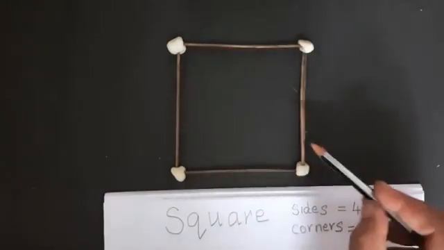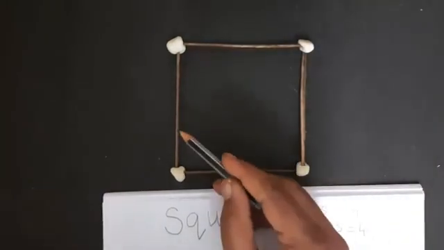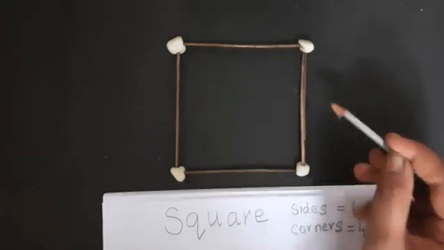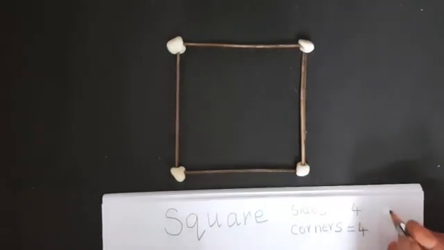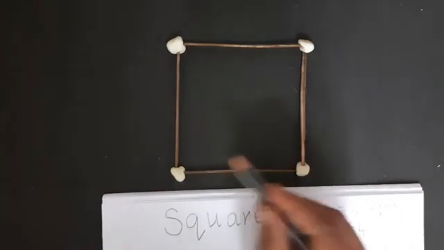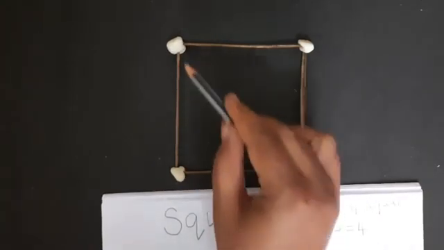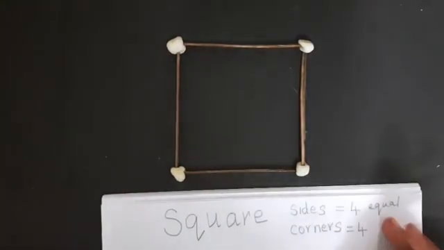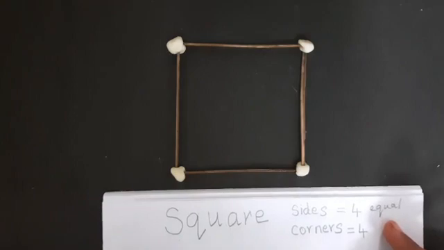So we'll repeat. In a square we have 4 sides. 1, 2, 3, 4. 4 equal sides we have, and also we have 1, 2, 3, 4. 4 corners in the shape square. Yes, children. Now we are going to see some examples for this.